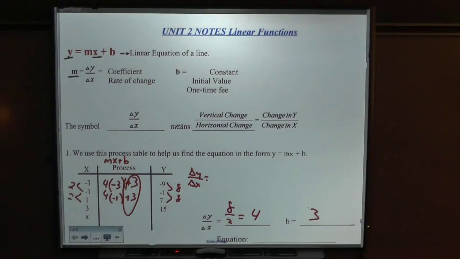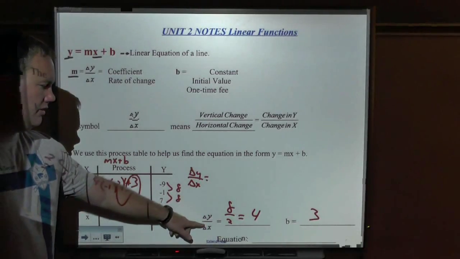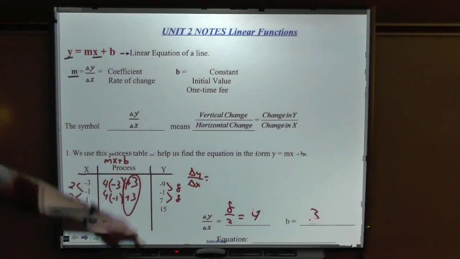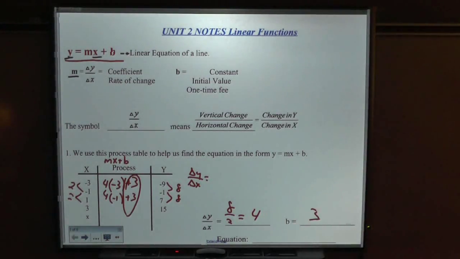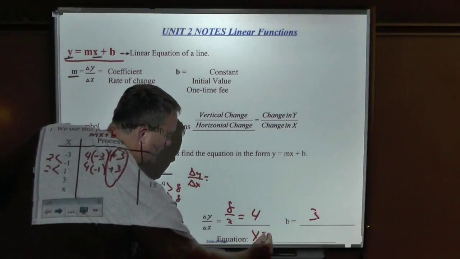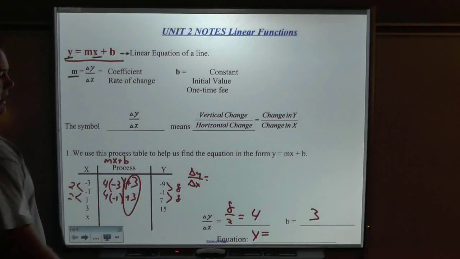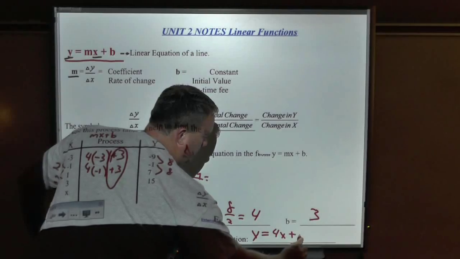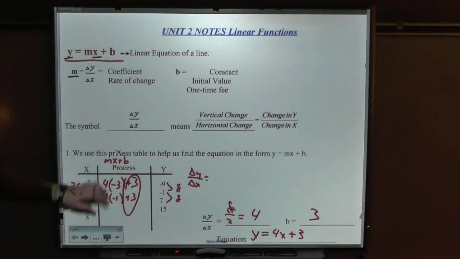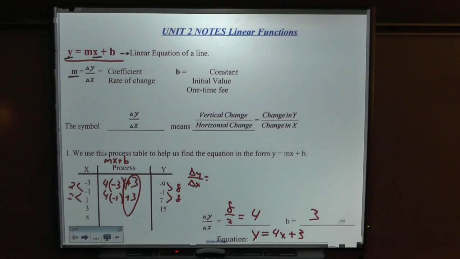As long as you know the value of m and the value of b, you write the equation in this linear equation form, y equals mx plus b. So you'll start with y equals, and instead of writing an m, you'll write a 4 times x plus 3. So the equation of this line, if you were to graph this, would be y equals 4x plus 3. Next.